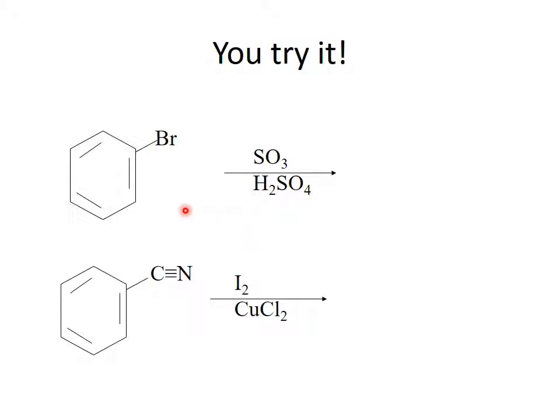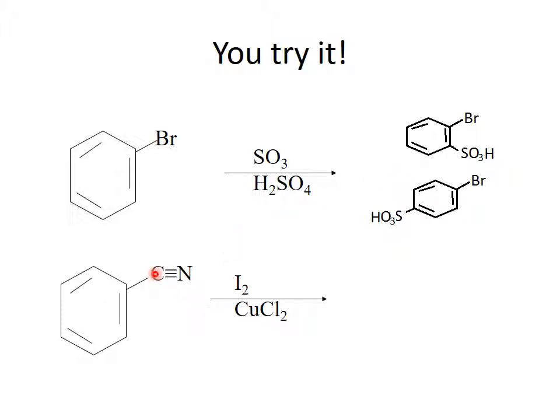Okay, where would sulfonation occur in bromobenzene? Because bromobenzene is an ortho-para director, and remember it's deactivating, but the reaction would go ahead and sulfonation would occur in both the ortho position and in the para position.